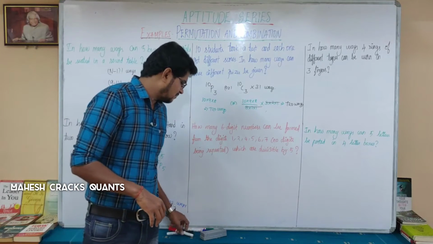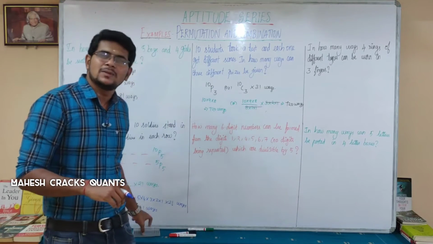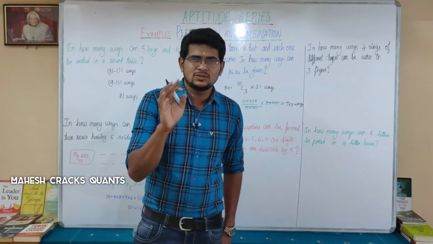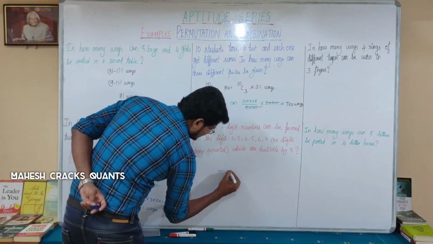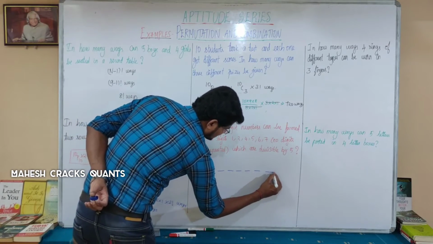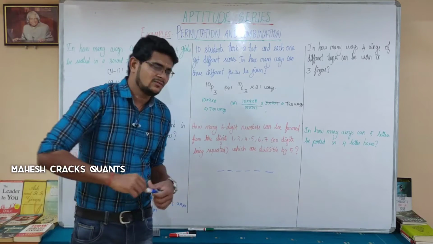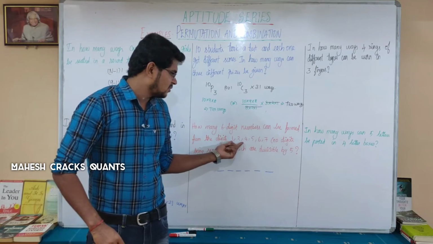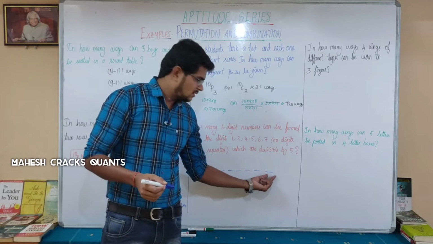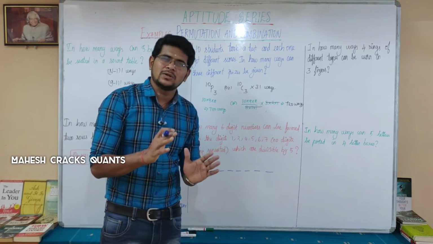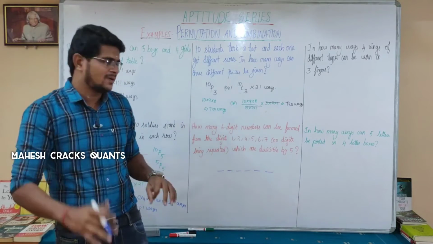So the 6-digit number should be divisible by 5. What is the divisibility rule for 5? The last digit should be 0 or 5. So 6 digits: 2, 3, 4, 5, 6 digits. Last digit should be 0 or 5. Is there a 0? No. How many choices are there to place this last digit? Because we need to have 0 or 5 at the end to make the number divisible by 5.